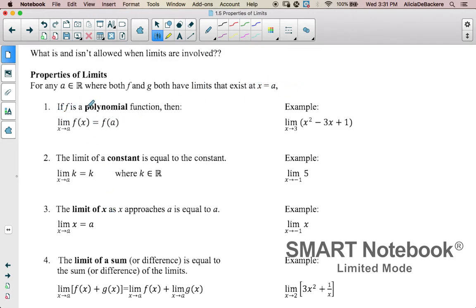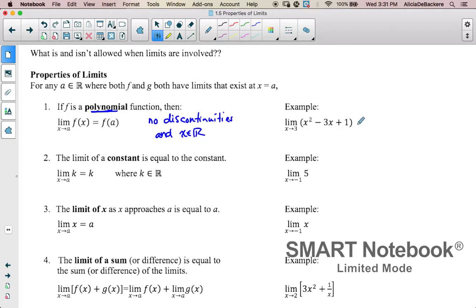So if f is a polynomial function, first looking just at polynomials, it could be linear or quadratic or cubic, something like that. Well, then we know that the limit as x approaches a is actually going to be equal to the value of the function at a. That's because we know that there are no discontinuities for a polynomial, and the domain is the set of real numbers, right?